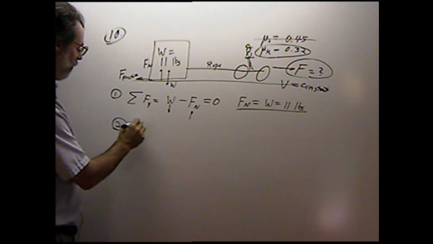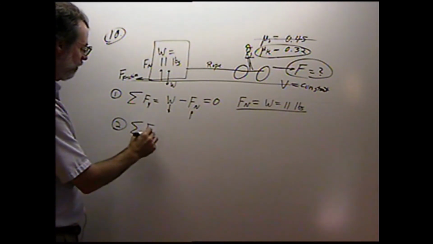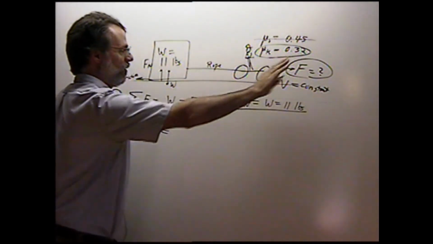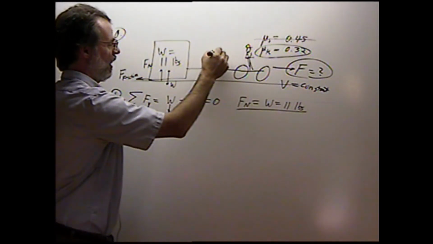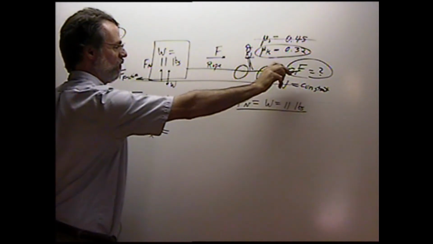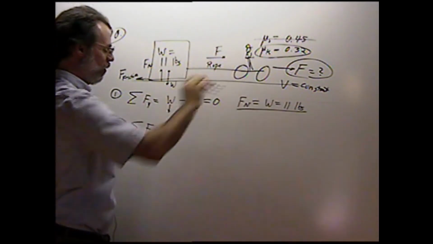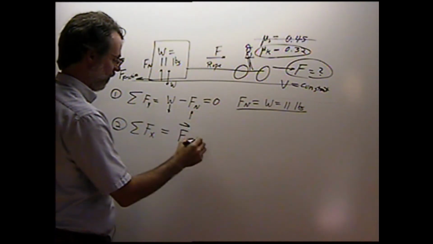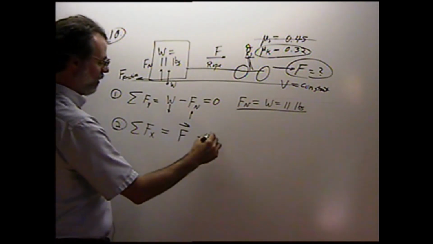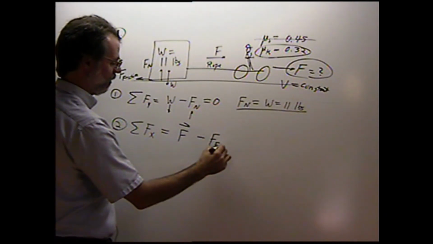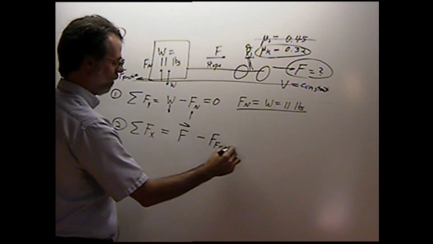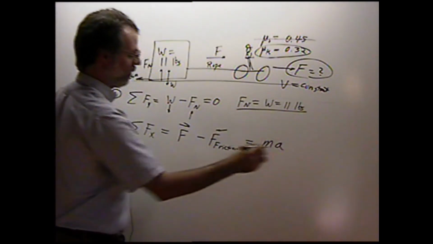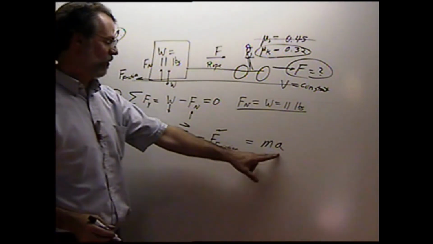Okay, here, the sum of the forces in the x direction. He's going to push forward. He's going to apply this force. The force he pushes forward with is the force that the rope pulls with. So that force acts to the right. Acting opposite that is the friction force, which acts in the opposite direction, and that's equal to the mass times the acceleration. Sum of forces equals mass times acceleration.